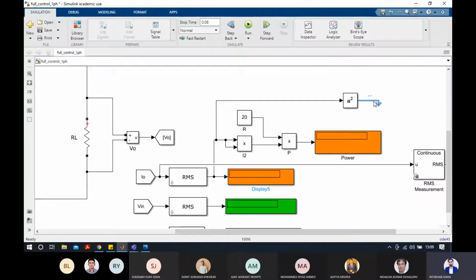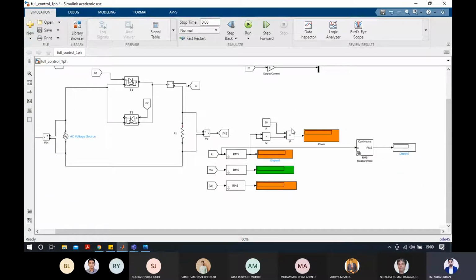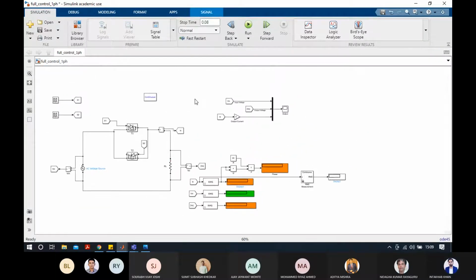So we can just use a product block and multiply it. I was just showing you the alternative you can use instead of this product block. In this product block, I is used twice, that means I into I is I square. Or else you can directly use the square block. So now let's run this simulation.